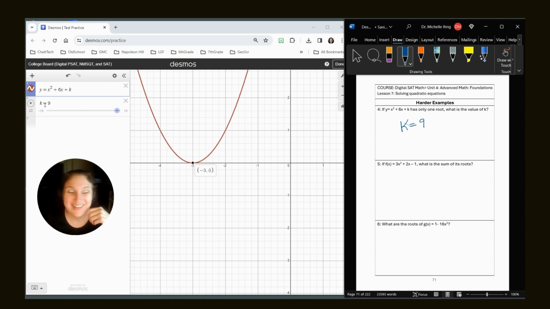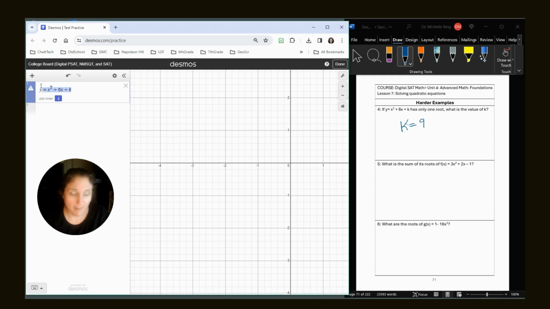Number 5, if 3x squared plus 2x minus 1, what is the sum of the roots? Let's fix this. See, I'm a human being. I'm not a company. What is the sum of the roots of this function? Now it makes more sense. Let's figure that out. Okay, all we're going to do is type it into here.